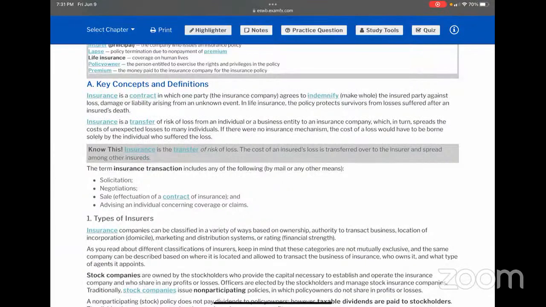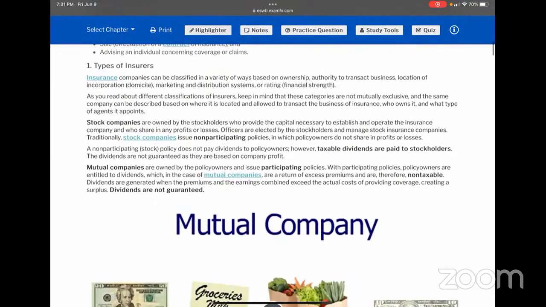All right. Types of insurers. All right. So this is the insurers, the companies that's actually insuring the people. Insurance companies can be classified in a variety of ways based on ownership, authority to transact business, location of incorporation, domicile, marketing and distribution systems, or rating, financial strength. All right. So these are how insurance companies are classified.